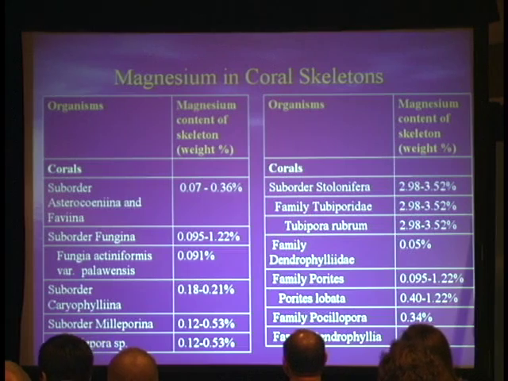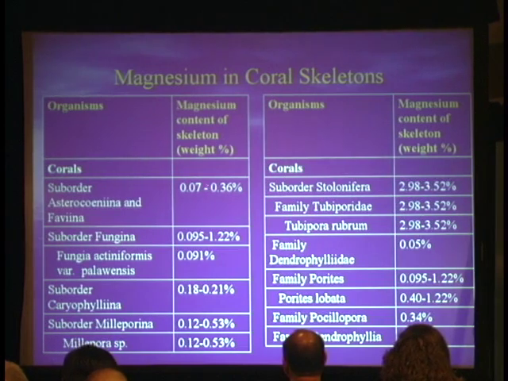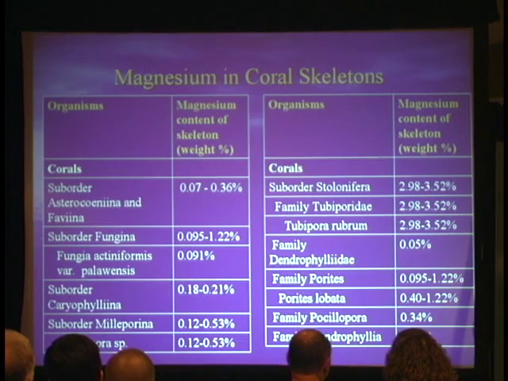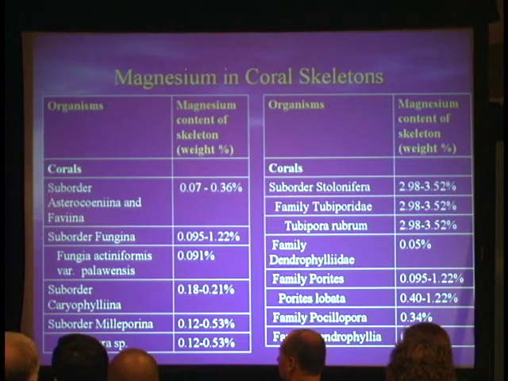This slide shows, the only important thing here is it's showing the magnesium content of different corals. And the important thing to see is that the range of magnesium is from a very small portion of the skeleton up to about 4% of the skeleton. And so it's very hard to say how rapidly magnesium is being taken out of your aquarium because it depends on exactly what's in your tank. Certain corals take out very little, some take out a lot.